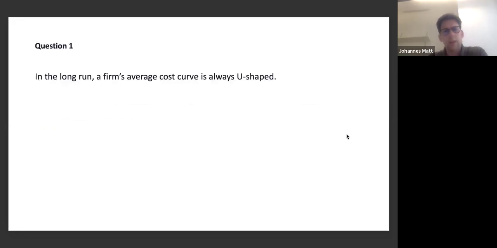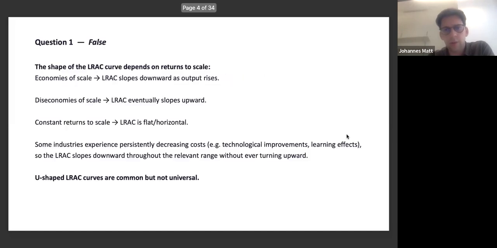Okay, so question 1. In the long run, a firm's average cost curve is always U-shaped. Here we're being asked a question on microeconomics, on the shape of cost curves. So the key concept to remember is how you would derive a cost curve and where the cost curve really comes from. So what is the long run cost curve? Well, it crucially depends on the returns to scale of the firm.